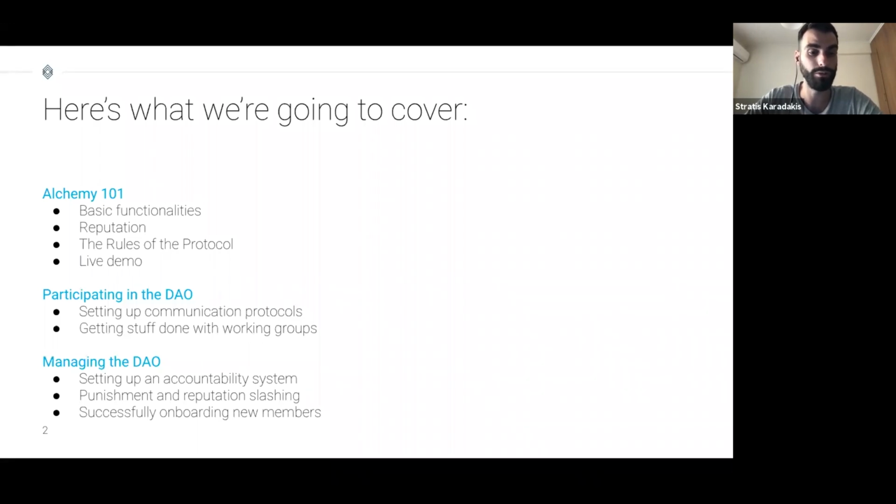Then we're going to talk about participating in the DAO in regards to setting up communication protocols and working groups. And then we'll close by mentioning a few tips about managing the DAO. These will be primarily lessons that we learned from our own experience with the Genesis DAO, which has about 160 reputation members, and it has been running for about a year now with managing real funds.